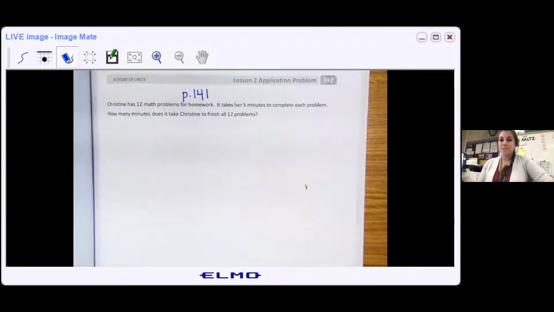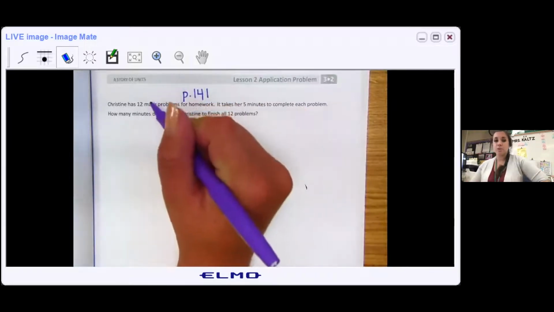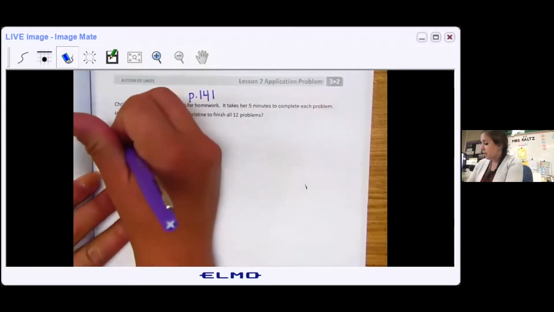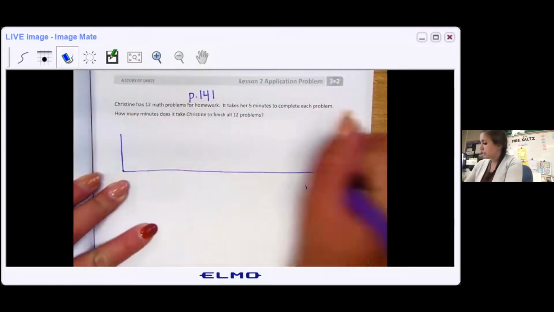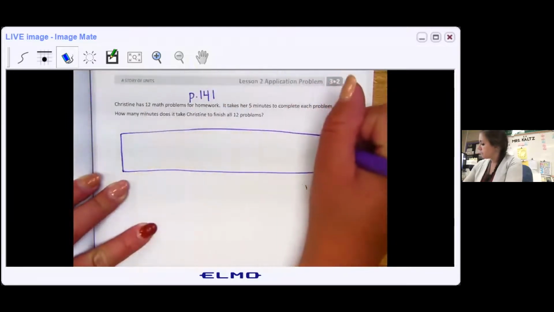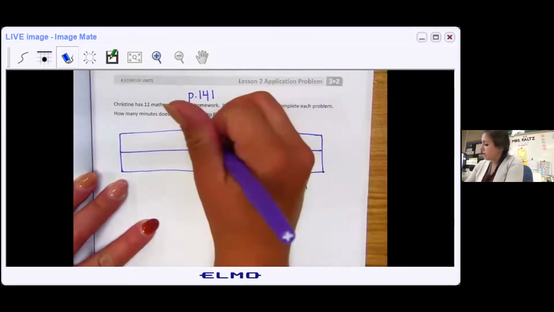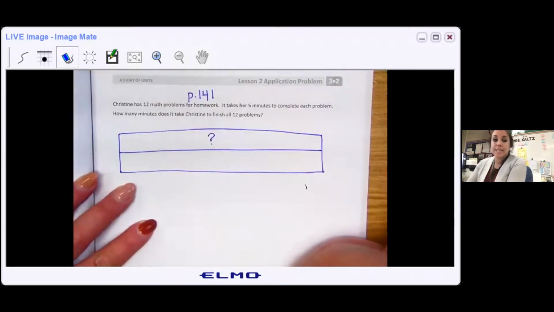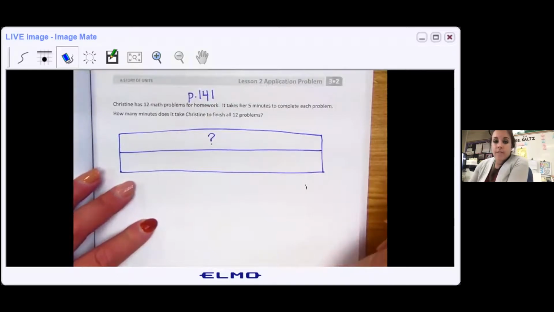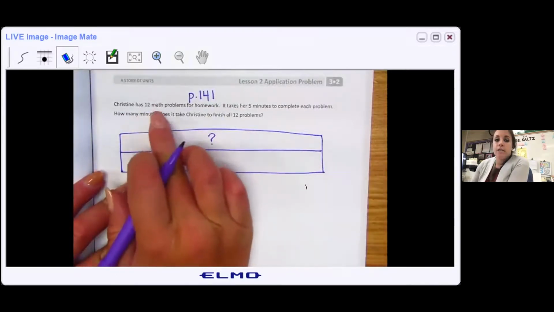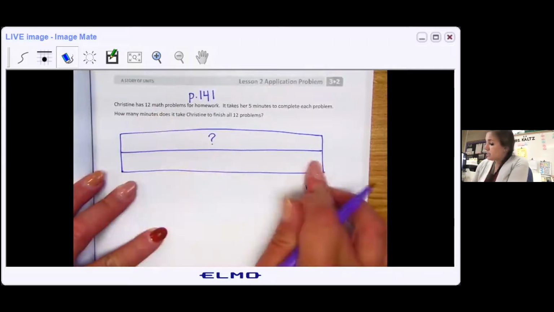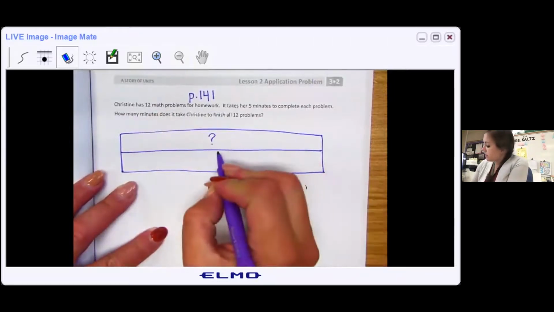I hope you did it. So let's go over the answer. So there's 12 math problems on her homework, and it takes her 5 minutes. So those 5 minutes go into the problem. So 12 is our group. So I'm going to go back to what I know best, which is my tape diagram. We do not know the total. We don't know how long it takes in total for Christine to solve this problem, but we know there are 12 math problems. To easily divide this into 12, I'm first going to divide it in half.